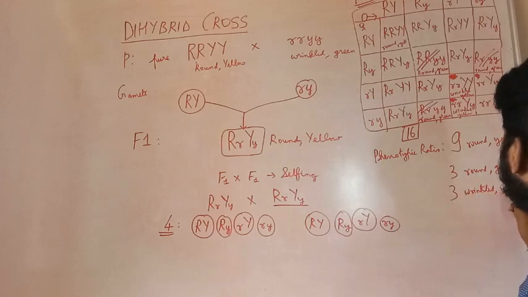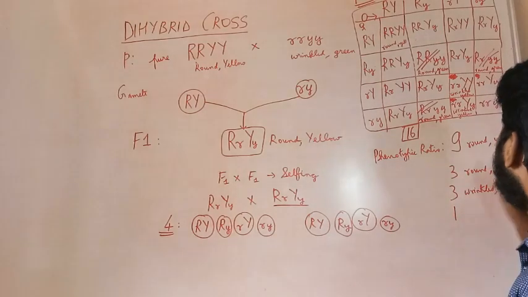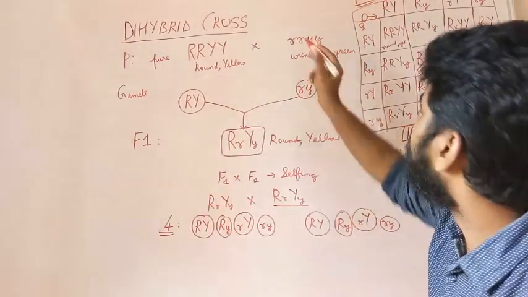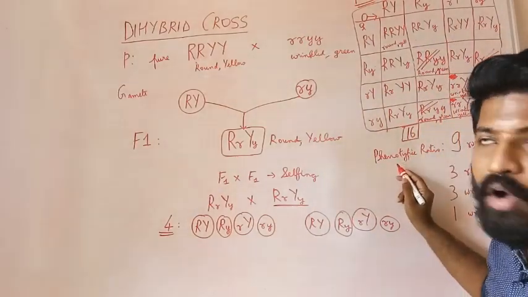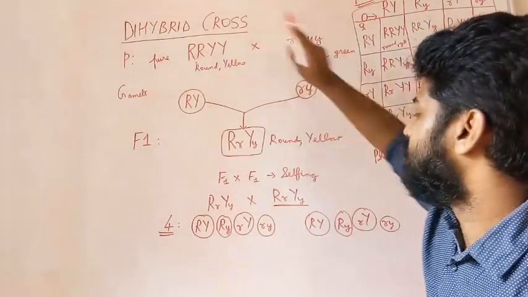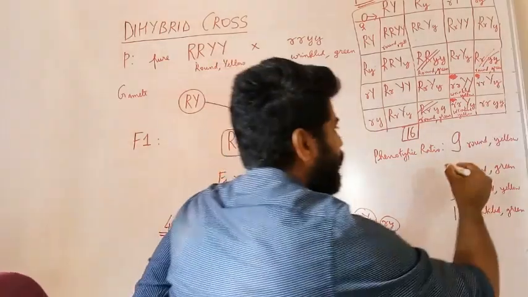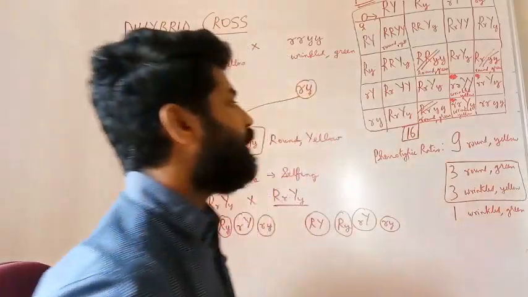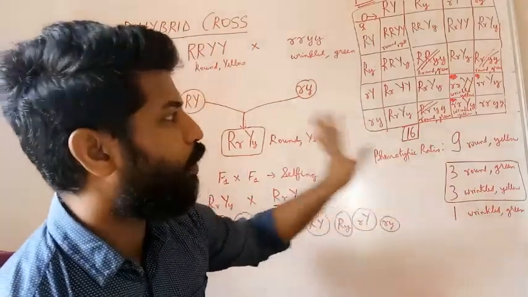wrinkled yellow. This combination is also nowhere seen. And finally we have 1 wrinkled green. It is seen in the parent. So the phenotypic ratio of a dihybrid cross is 9:3:3:1. These two new combinations that suddenly arise in the F2 generation, that is very important.